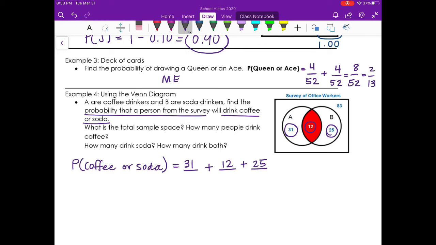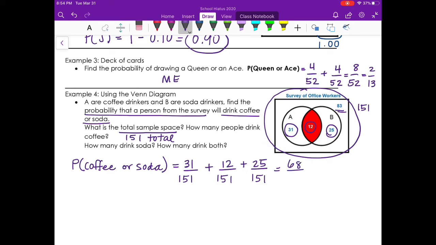Now we're writing a probability, so we need a denominator for this probability. We need to find the total for the sample space, which includes all of the office workers surveyed. So we'll add 31, 12, 25, and 83 to get the total number of office workers, 151. So that will be the denominator for our probability. So we'll add 31, 12, and 25 to get 68 out of 151 for the probability that the person would drink coffee or soda.